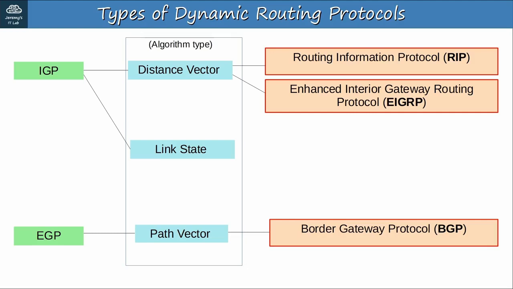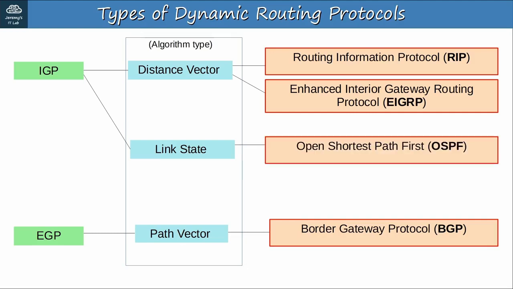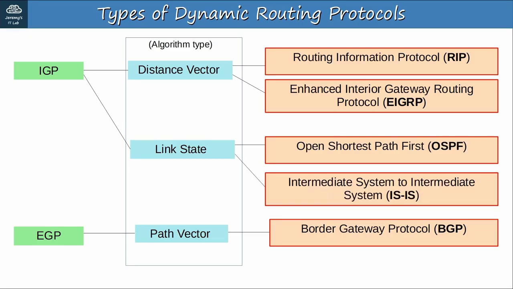There are also two link state protocols, OSPF, Open Shortest Path First, and ISIS, Intermediate System to Intermediate System. Like BGP, I won't talk about ISIS much. If you want to learn more about ISIS, consider looking into the CCNP service provider path after the CCNA. OSPF, however, I will spend plenty of time talking about over the next few videos.